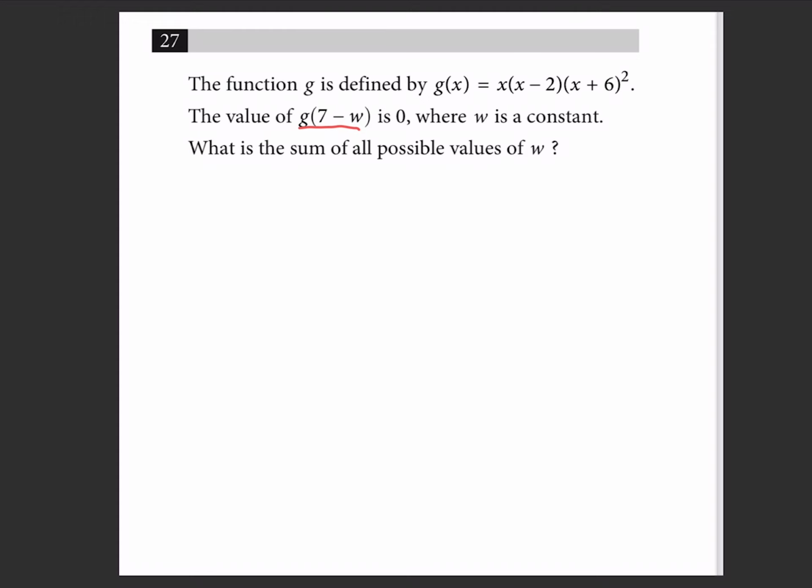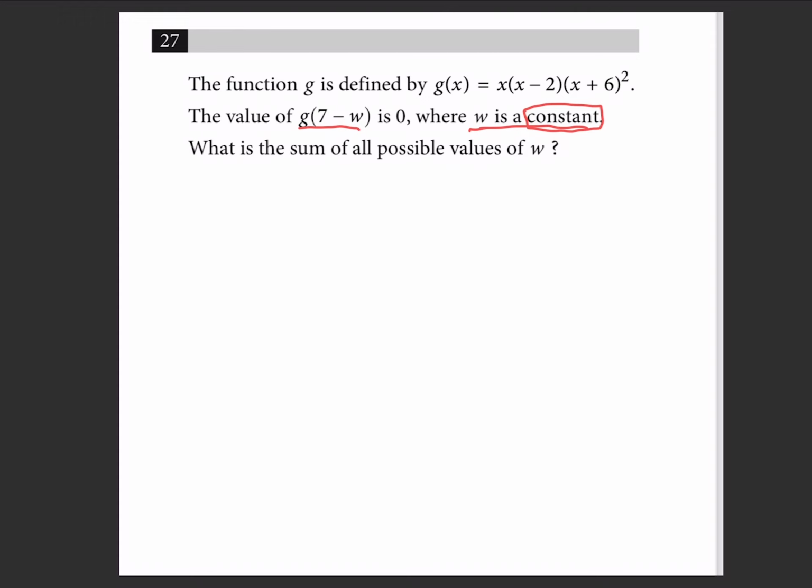W is a constant. So when they say something is a constant, that's very important to pay attention to. They do this all the time in the SAT, and we may have seen the word constant, but some people don't really get what that means. Constant means it's a number that they're not telling us. It's an actual number. It's not a variable. It doesn't change in this problem. So for instance, w might be 3, but they're not telling us. It's a constant number. Okay, so what is the sum of all possible values of w?